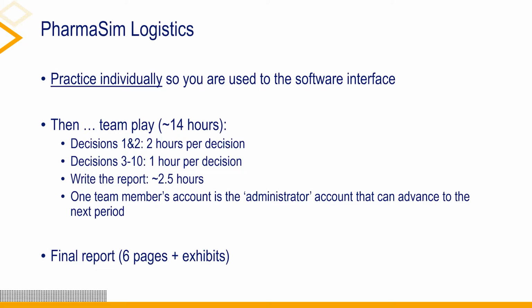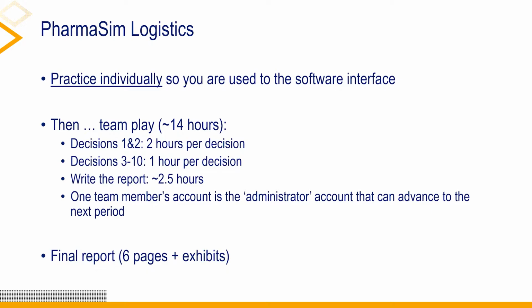PharmaSim logistics. Each student has an individual play or benchmark account, so you can practice using the interface and see what kinds of reports and information are available to you. These accounts are set up to allow you to make decisions for periods 1 to 3 a number of times. Once you reach period 3, select replay multiple times to go back to period 0.